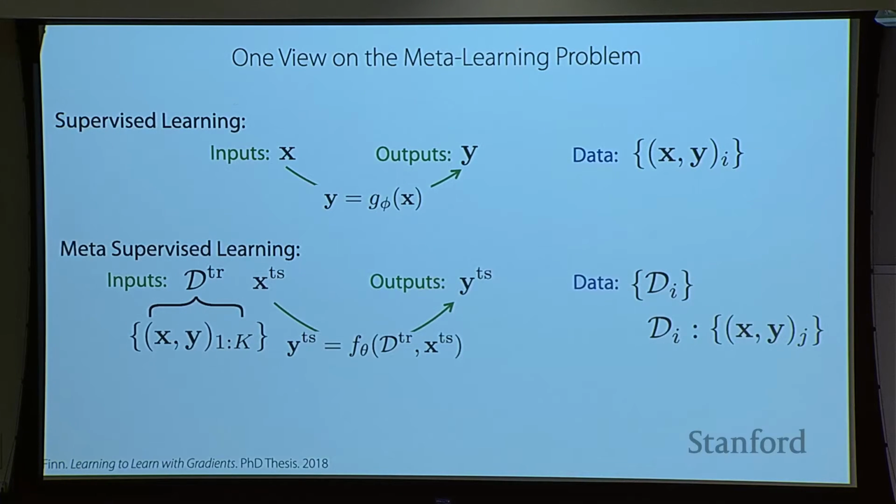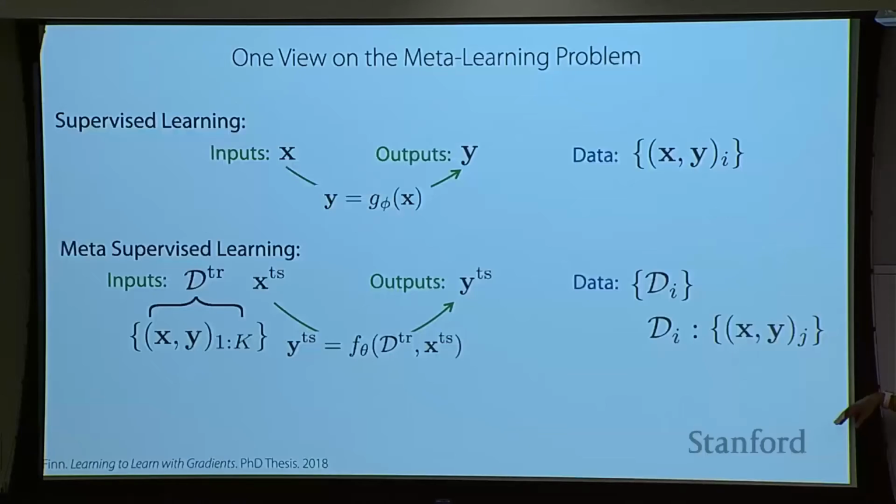Yeah? There are 2 different subscripts here, an I and a J. So I corresponds to the task, and J is the number of examples. Okay. Yeah, so here I is indexing the tasks, and J is indexing the examples that we have within a task data set.